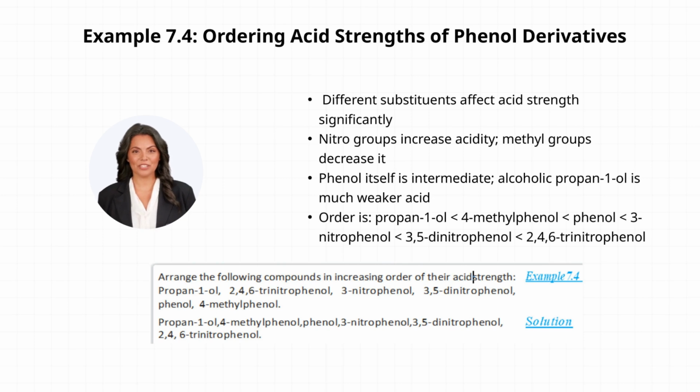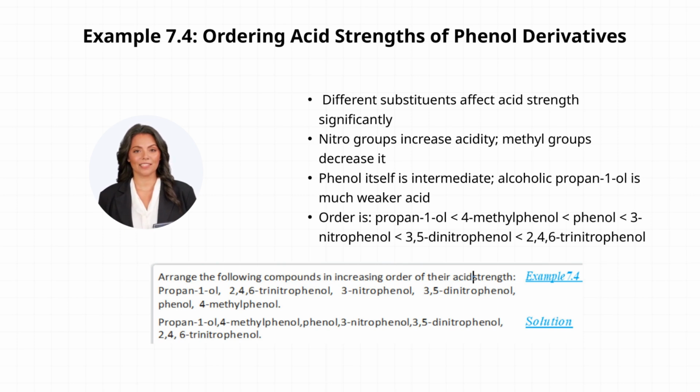Let's close our lecture today by applying what we've learned through example 7.4, which challenges us to arrange several compounds in order of increasing acid strength. The list includes propan-1-ol, 4-methylphenol, phenol itself, 3-nitrophenol, 3,5-dinitrophenol, and 2,4,6-trinitrophenol. Remember, the acidity is impacted largely by substituents attached to the phenol ring.